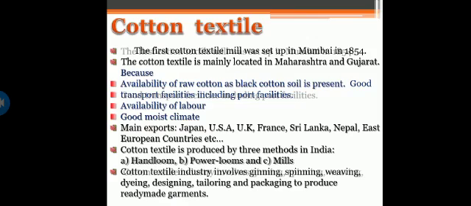Clear? It is exported to Japan, USA, the UK, France, Sri Lanka, Nepal, Eastern European countries, etc. Cotton textile is produced by three methods in India: handloom, power looms and mills. The cotton textile industry involves different steps of manufacture. Cotton is first ginned, a process where you remove the seeds. Then spinning, weaving, dyeing, designing, tailoring and packaging to produce ready-made garments. Clear? This is a brief about the cotton textile industry.